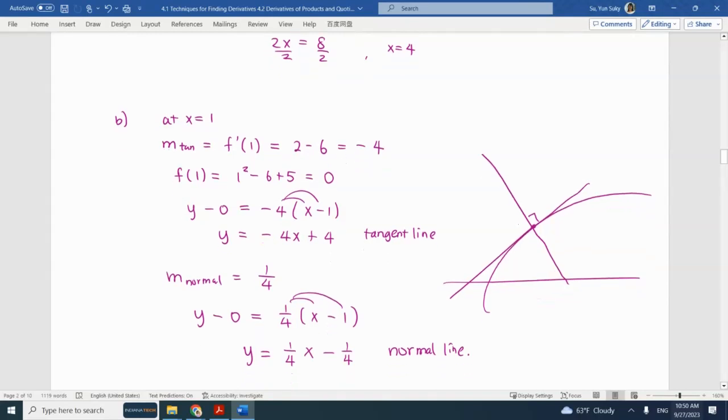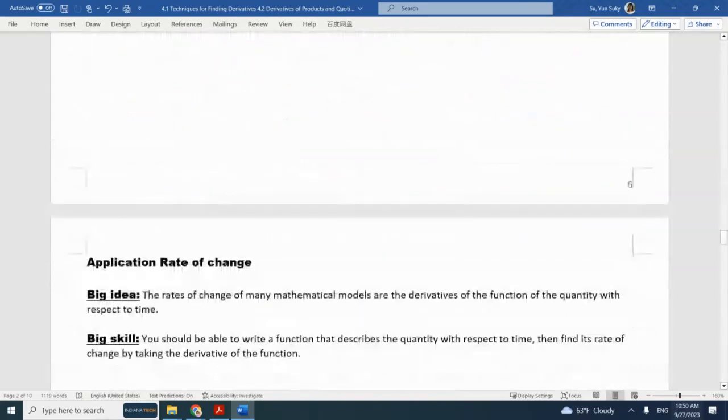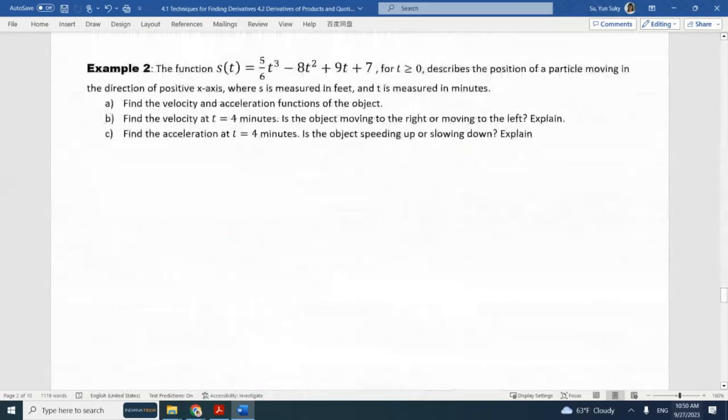And so we finished 4.1. We have an exam on Friday, so come here earlier. You can also stay longer if you want for the exam. And then next week, you print out the 4.2 worksheets. Okay, so print out 4.2, applications, rate of change.